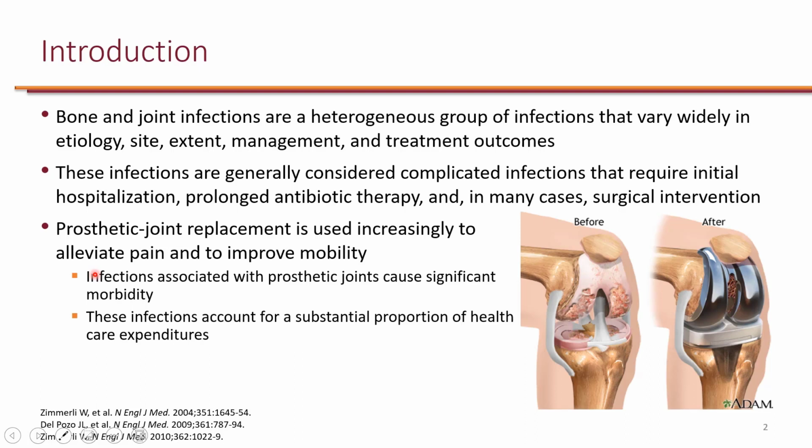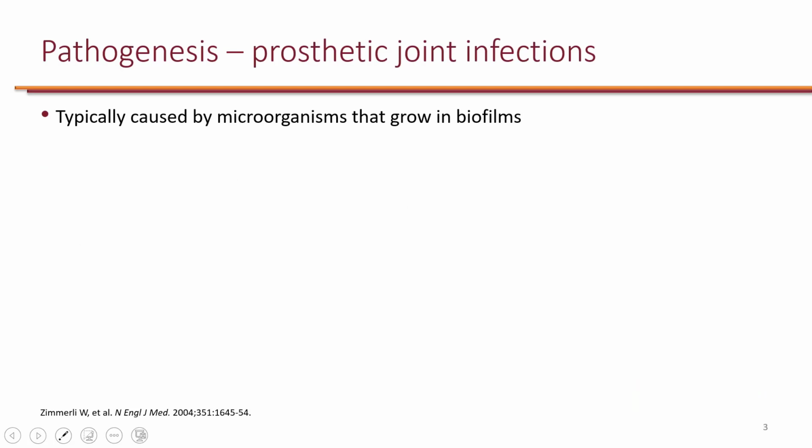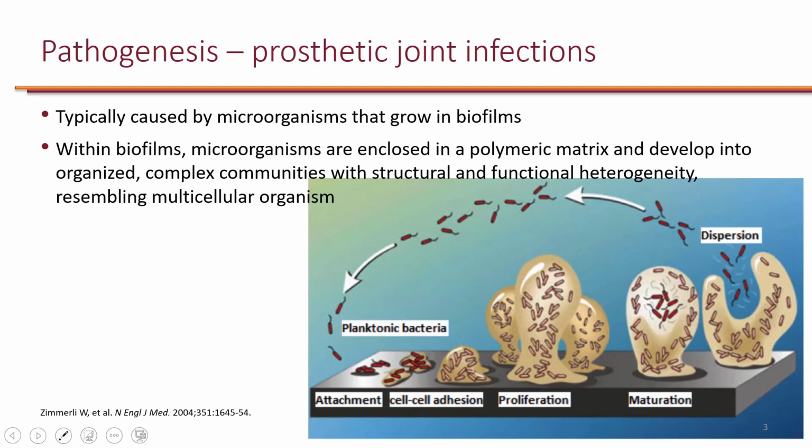Nowadays, prosthetic joint replacement is used frequently to alleviate pain and of course to improve mobility. Unfortunately, these prosthetic devices can get infected, which can lead to significant morbidity. Prosthetic joint infections are often difficult to treat because the offending bacteria, often Staphylococcus species, form biofilm. Biofilm is essentially a polymeric matrix that allows single-cell bacteria to behave like multicellular organisms within the complex communities that they form within the biofilm.